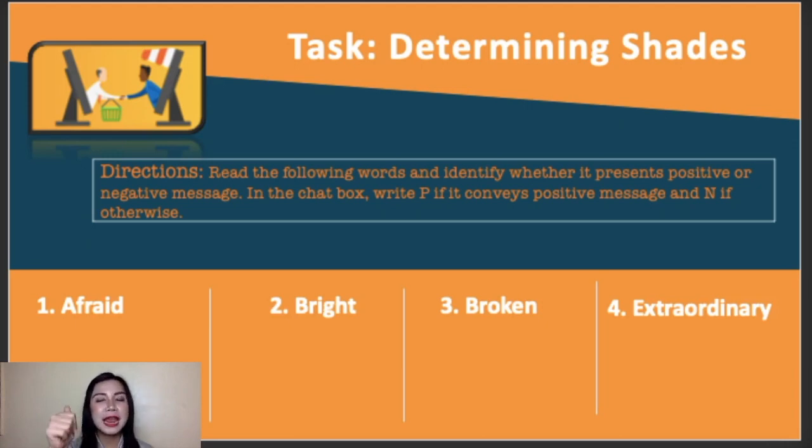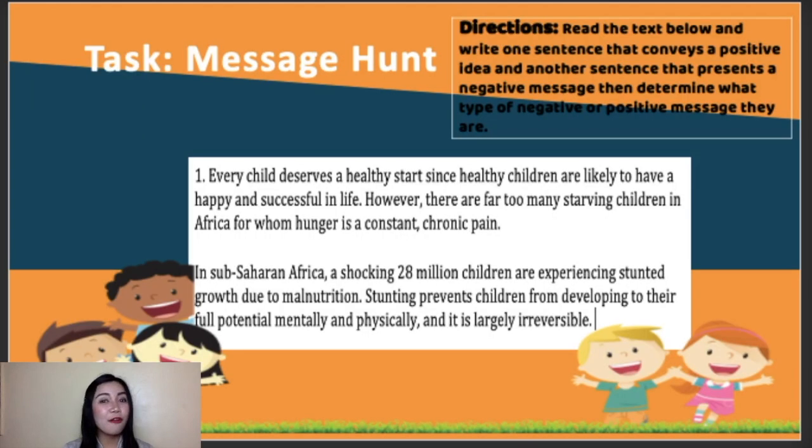Let's have number 1. Afraid. Great, it's negative. Very good. Yes, Stephen. Number 2, bright. Bright is positive. Perfect. Let's have number 3. Broken. Yes, Boops. It's negative. And number 4, extraordinary. It's positive.